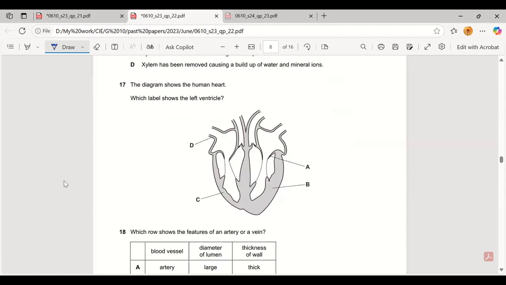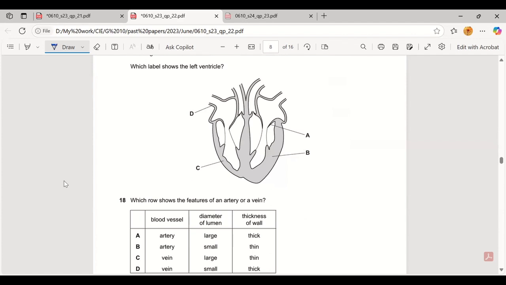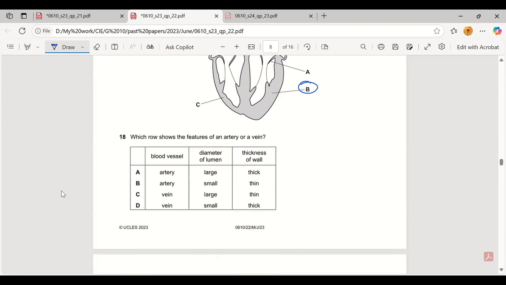The diagram shows the human heart. Which label shows the left ventricle? I will ask Yumna. B. Number B. Which row shows the features of an artery or a vein? Anud? C. Argentine, okay.